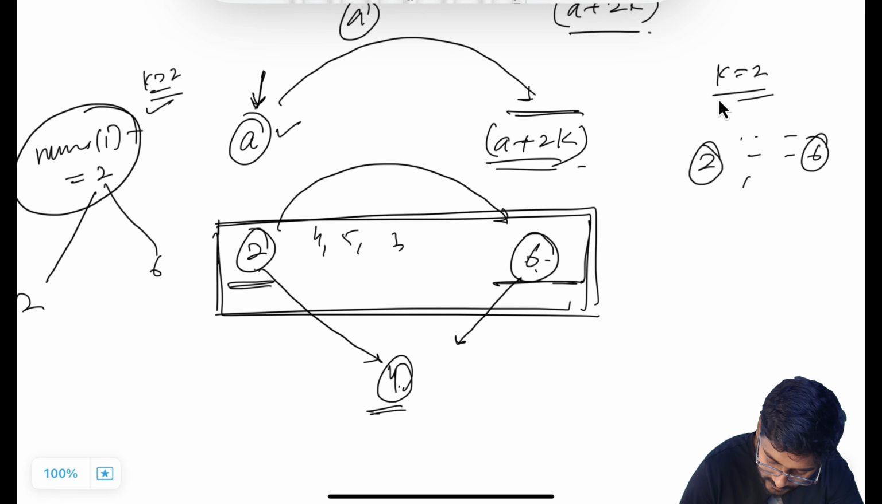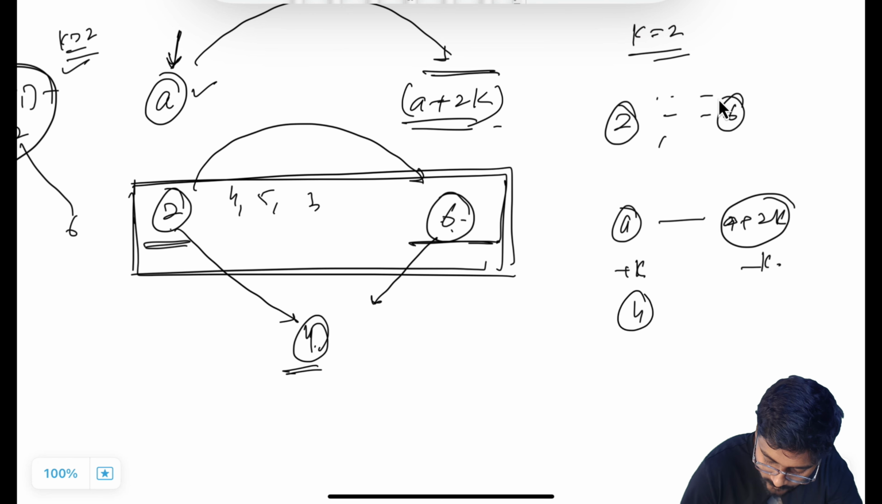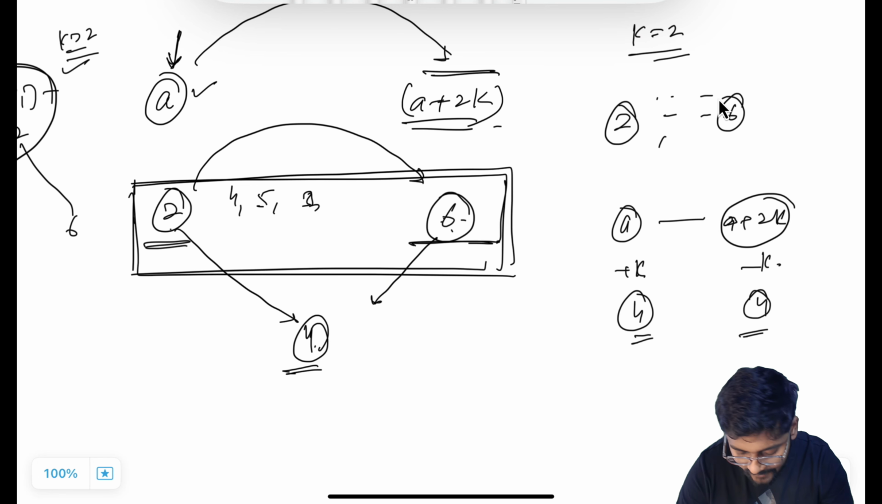How can I do that? My range was from A to A plus 2k. If I add k to 2, 2 plus 2 is 4. 6 minus 2 is 4. And what about the others? 5 can also be converted to this 4. 3 can also be converted to this 4. It means that if nums[i] value is going from 2 to 4, I can convert all the elements which are lying between these two values to a fixed value.